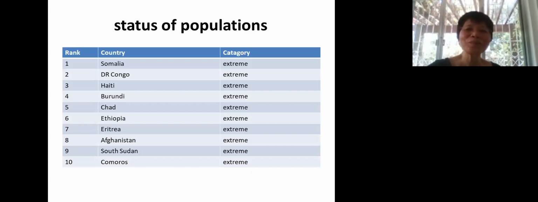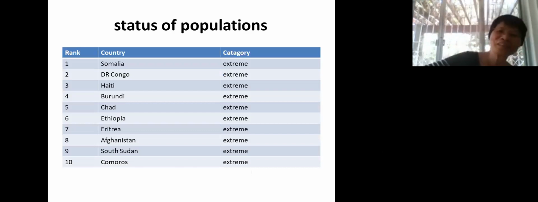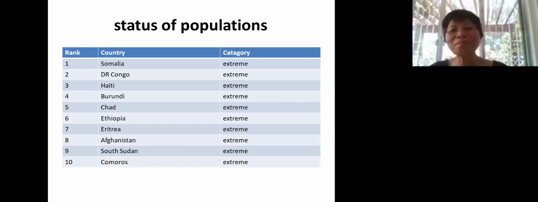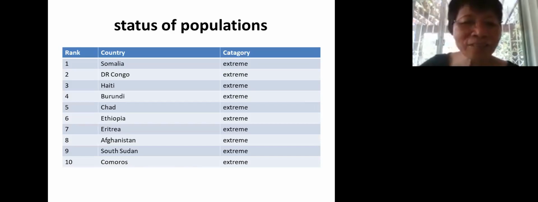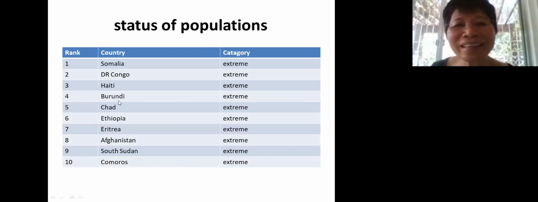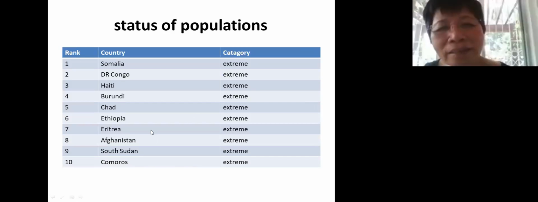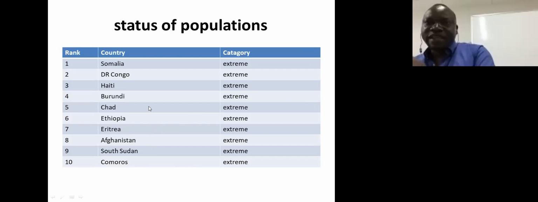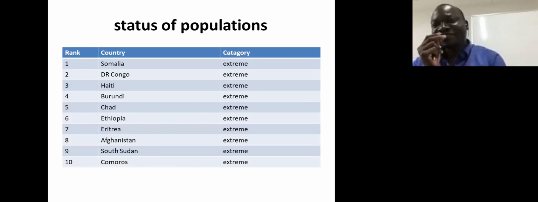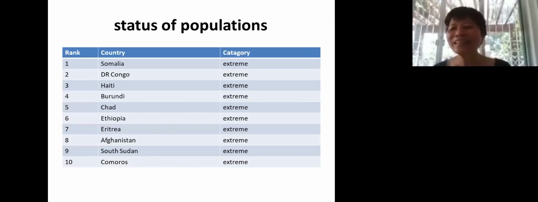All right, this is the status of the populations right now. Which one has the most extreme food insecurity? You are number 9, Alex. For which year is the status? Eritrea is right here, number 7. No, I mean which year is the ranking for, 2018 or 2019? Oh, I'm sorry, this is 2019. Yes, this is the most recent one.